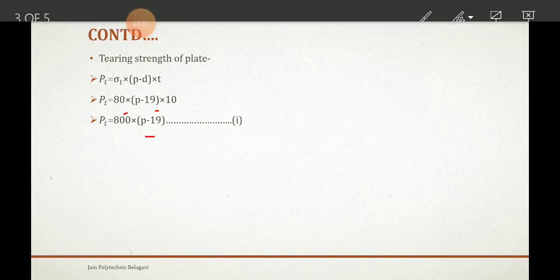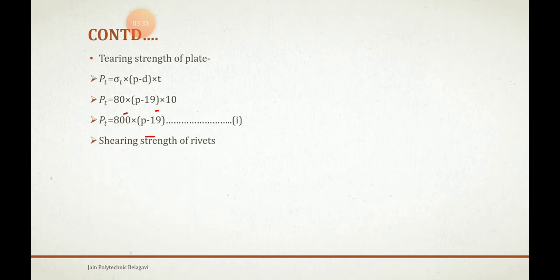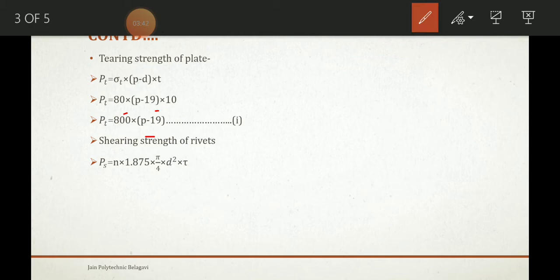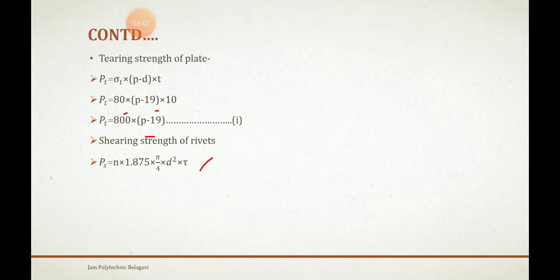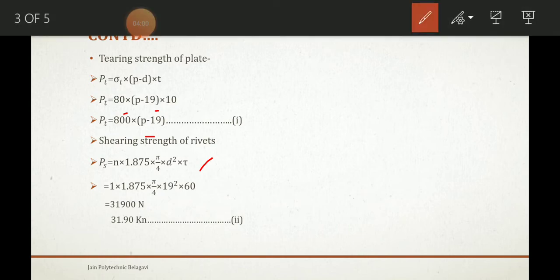So we'll go for the next strength, the shearing strength, that is PS equal to N into 1.875 into pi by 4 D square into tau. Now this formula is as per the Indian Boiler Regulation. So N equal to 1, into 1.875 into pi by 4 into D, which is 19, into tau, that is the shear stress, that is 60. So once you solve it, you will get the answer as 31.90 kilo Newton.